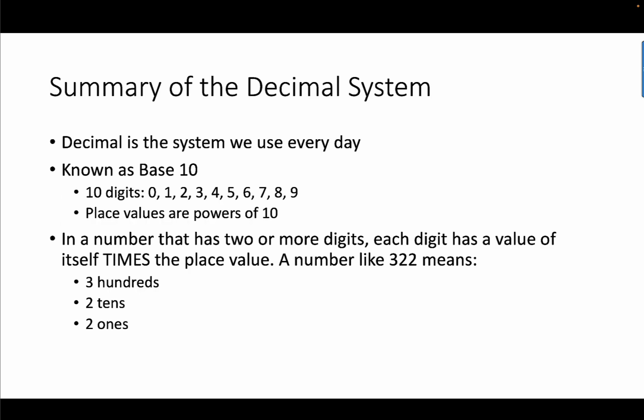In our last video, we saw that the decimal system is the system that we use every day. It's known as base 10. It has 10 digits from 0 to 9, and the place values are powers of 10. In a number that has 2 or more digits, each digit has a value of itself times the place value. So in a number like 322, that means we have 3 hundreds, 2 tens, and 2 ones. This is not new to us, but it's a good thing to review before we go into the binary system.